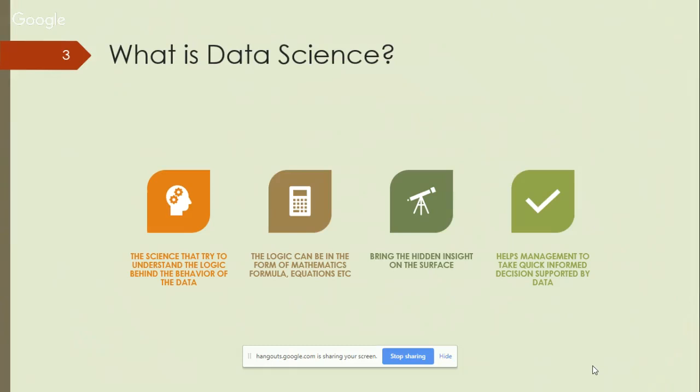So in a nutshell, I would say data science is looking for all the causes which are impacting data to behave in a certain way and ultimately helping the management to take quick informed decisions supported by data. Why is it informed? Because it is supported by data.